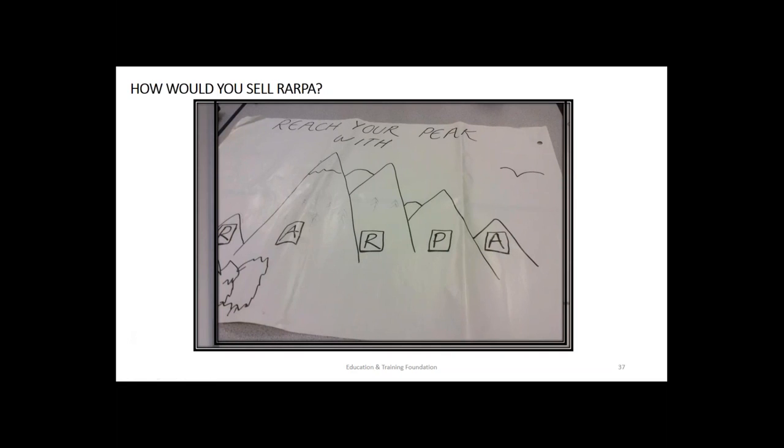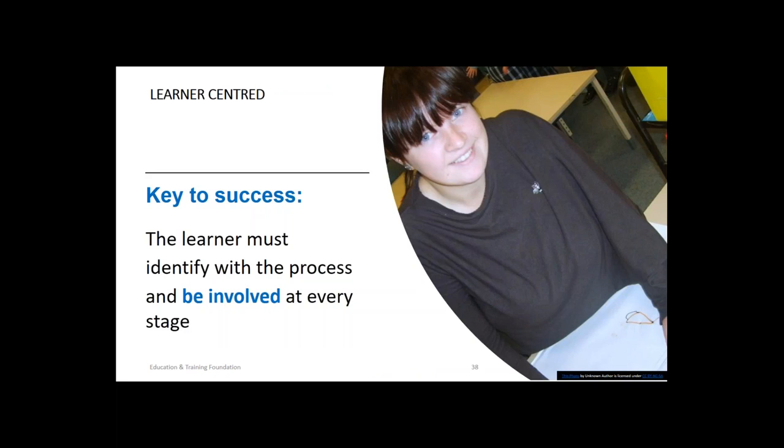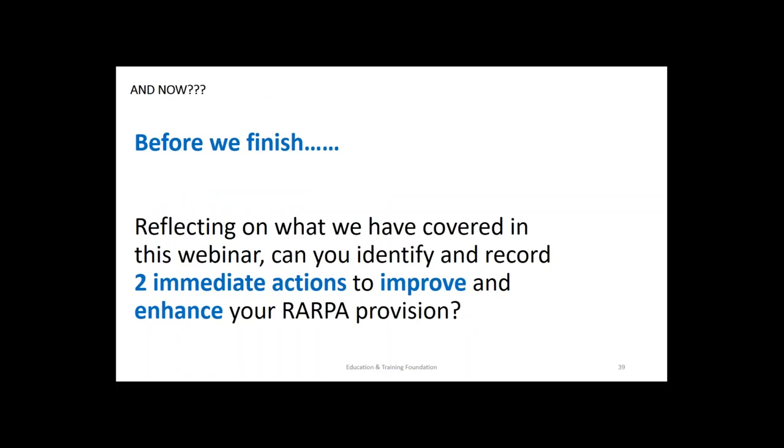It is all about the learner. The key to success on RARPA is that the learner is totally on board with the journey. It's a journey that they want to make. They know where they're going. And through RARPA, we will get them there. As I've said, the key to success, success will be there when the learner identifies with the process and the learner is involved with it at every stage.